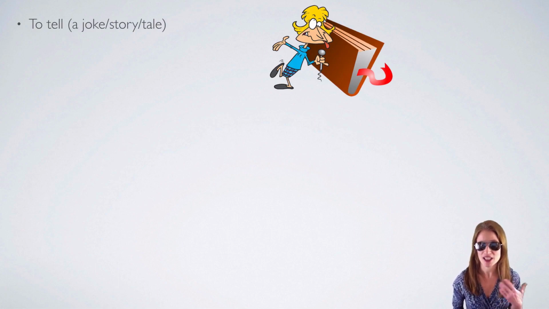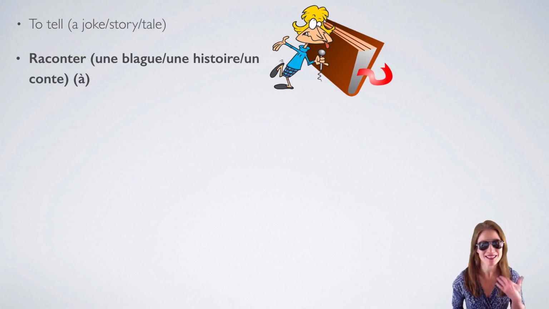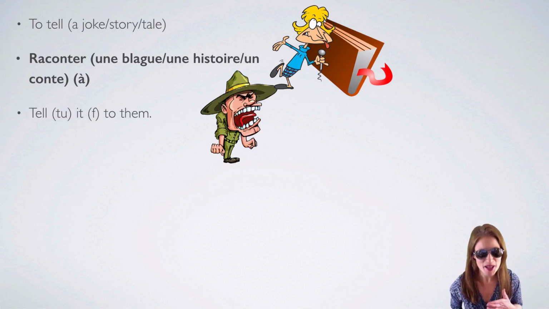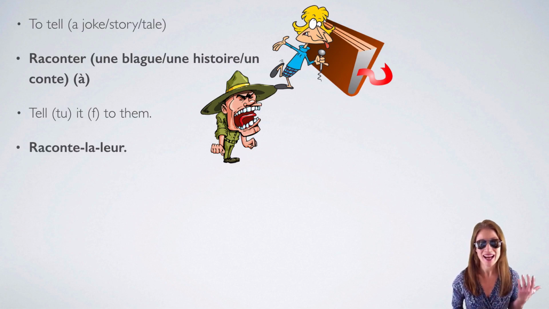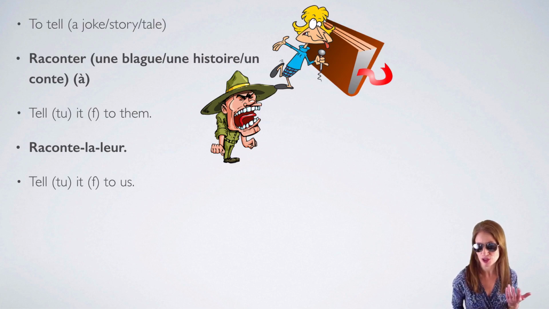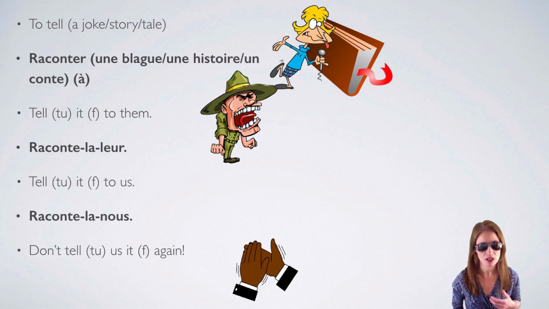The verb to tell, as in to tell a joke or a story or a tale. Raconter, raconter une blague, raconter une histoire ou raconter un conte. Tell it to them, addressing tu, and your it is feminine. Raconte-la leur. Tell it to us, you're addressing tu, and your it is feminine. Imagine you're talking about une blague, a joke, which is feminine. Raconte-la nous. Oh, don't tell us it again, addressing tu, and your it is still feminine.